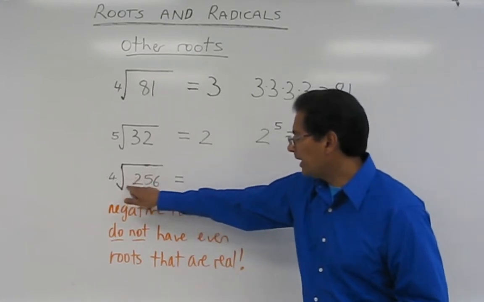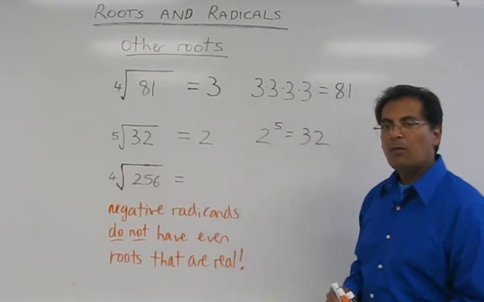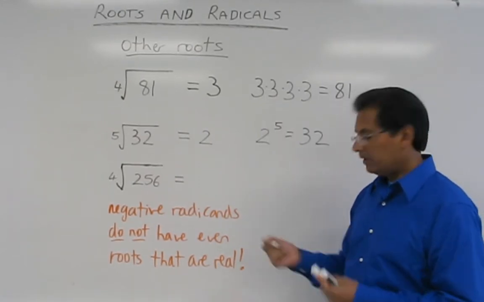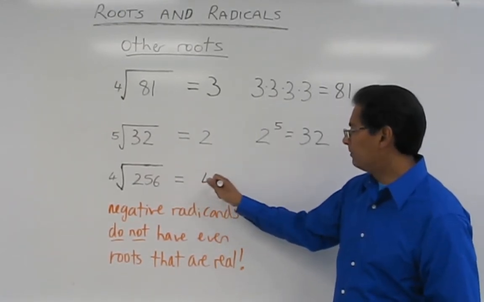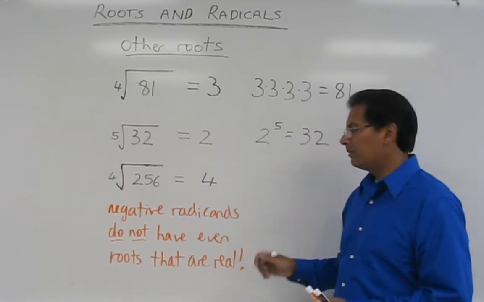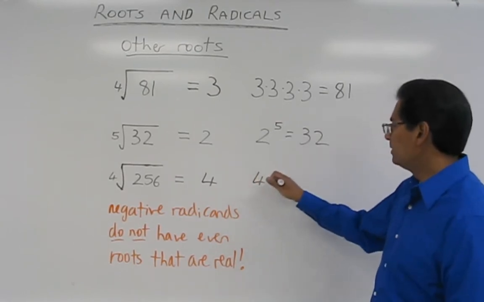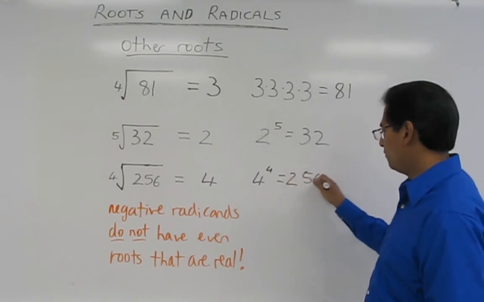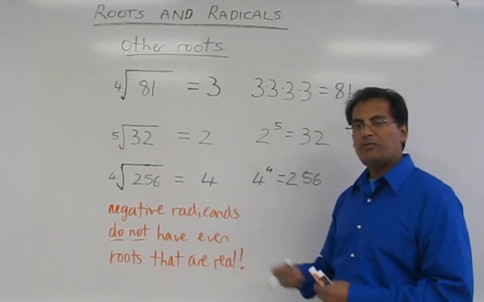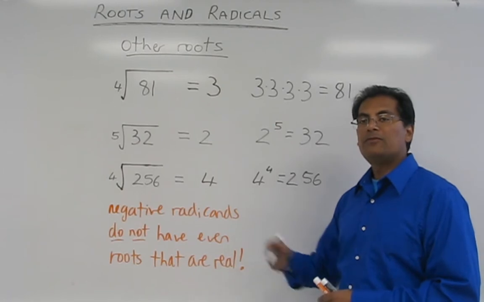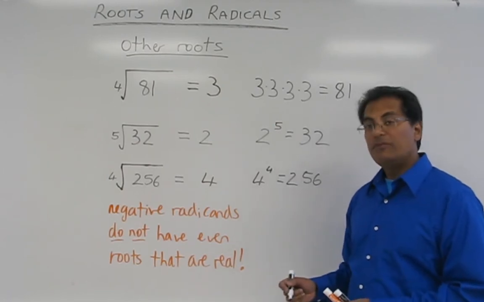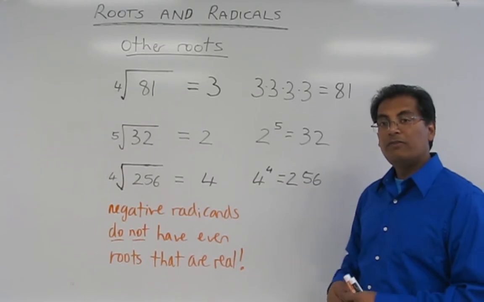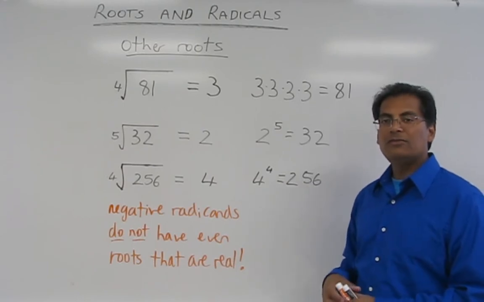However, if I took out the negative and I wanted the fourth root of positive 256, well, that's just 4, because 4 to the fourth power is 256. 4 times 4 is 16, times 4 is 64, times 4 is 256. Now, how do we work this with variables, with x's and y's and a's and b's?